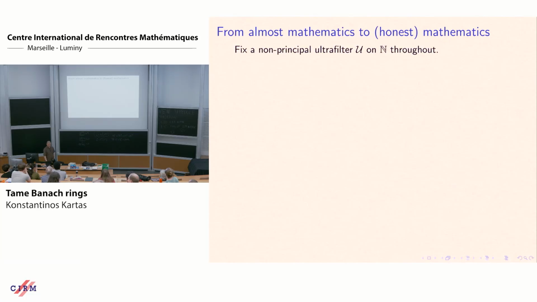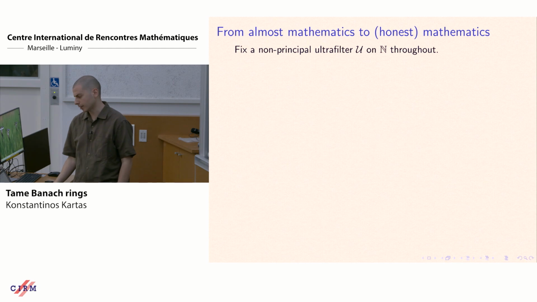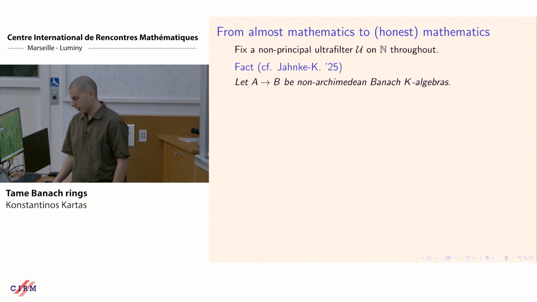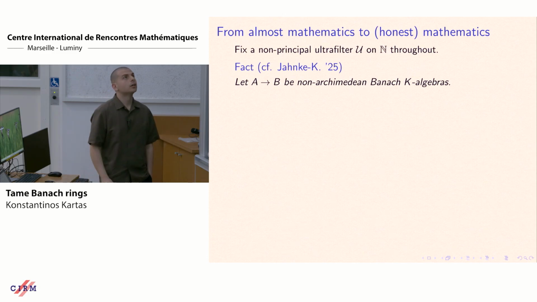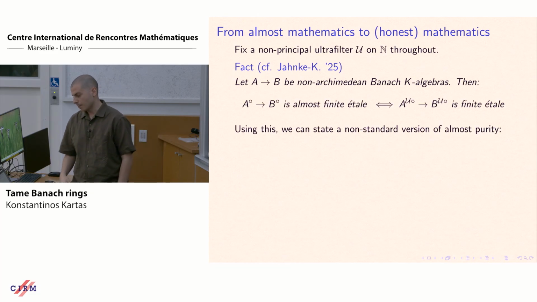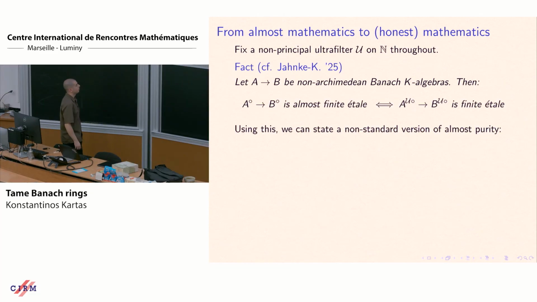So now, I gave an example before of how to translate almost mathematics to usual mathematics. Now I just want to make this a bit more systematic. Again, let's fix a non-principal ultrafilter for the rest of the hour. Let's say we have a morphism of non-Archimedean Banach algebras. Well, I gave an example before of this phenomenon. Essentially, almost finite etaleness is the same as asking for finite etaleness at the non-standard level.